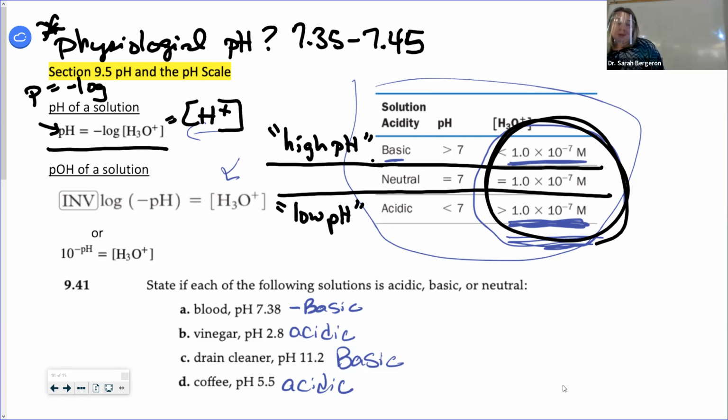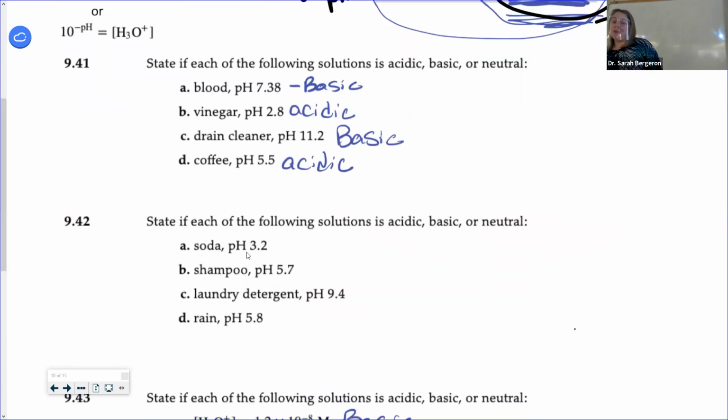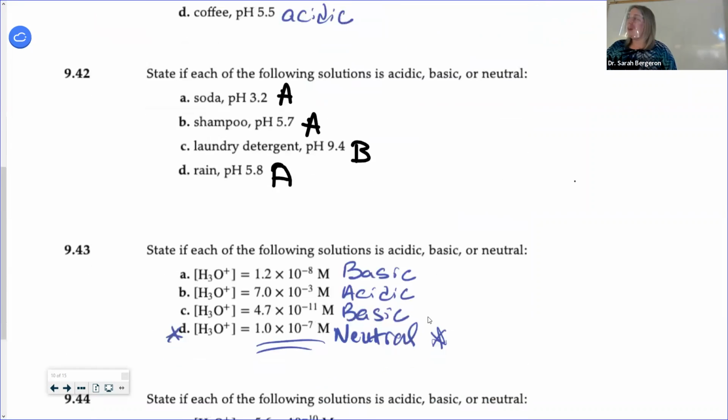When we look at solutions, say for example, soda, and I tell you it's a pH 3.2, can you tell me if that is acidic or basic? Sure, it's acidic. Shampoo with a pH of 5.7. That's also acidic. Laundry detergent, pH 9.4. Basic. Rain, pH 5.8. Acidic. That was really quick and easy, right?